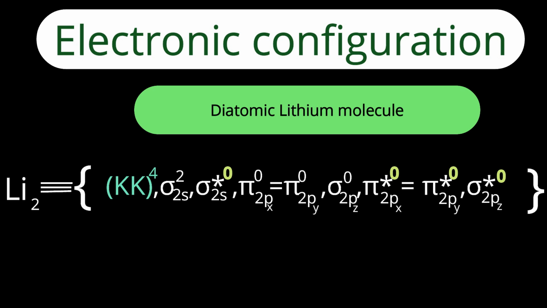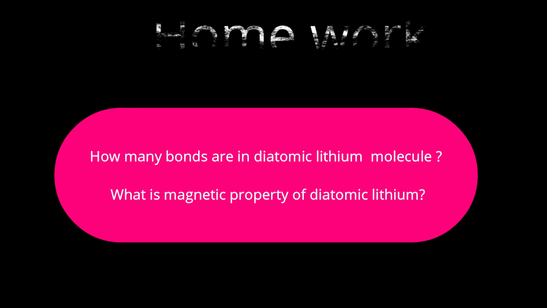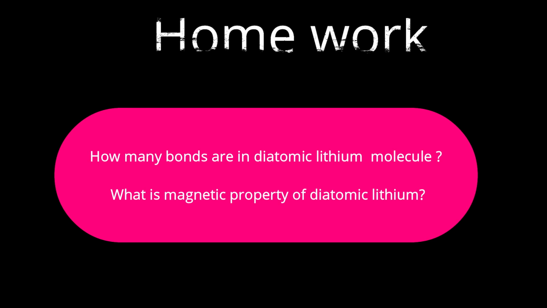So is this electronic configuration and application of molecular orbital theory to describe the diatomic lithium molecule clear? As homework, you have two questions. First question, what is the bond order of the diatomic lithium molecule? And second question, what is its magnetic property? We had a discussion of this in the video. Give only the two-word answers in the comment box.